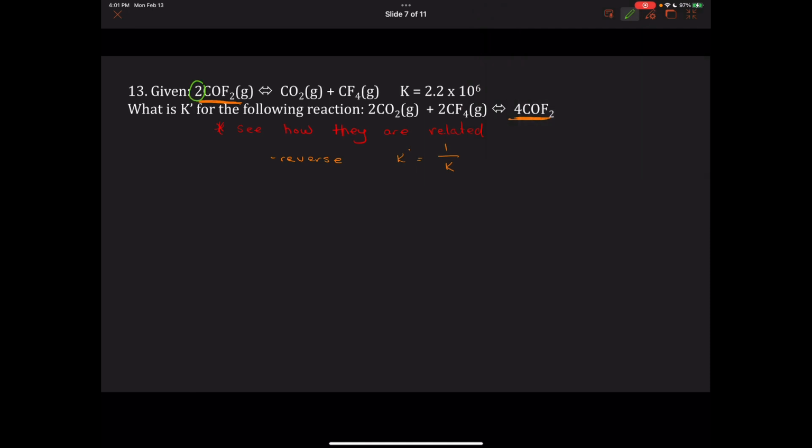In my given equation, the coefficient for the COF2 is 2. Here the coefficient is 4. For all of my coefficients in the equation I'm interested in, they are double the original equation. So that means we're also dealing with a multiple of the original reaction. So if it was a multiple, we say K prime was K raised to that multiple. So we're going to need to combine these two.